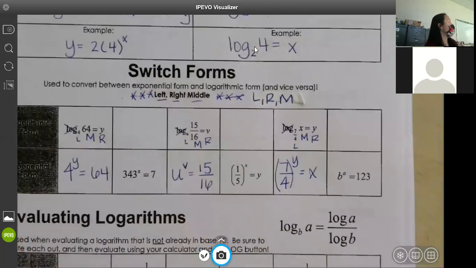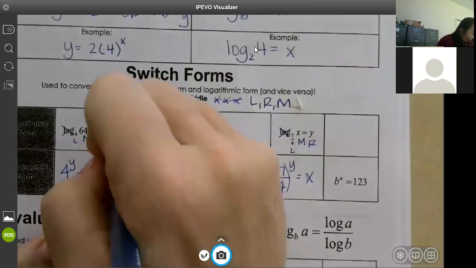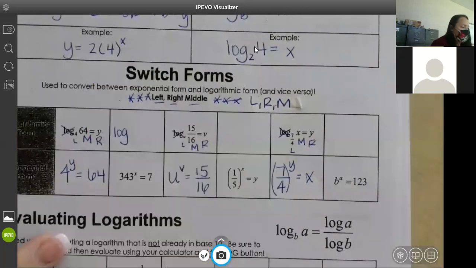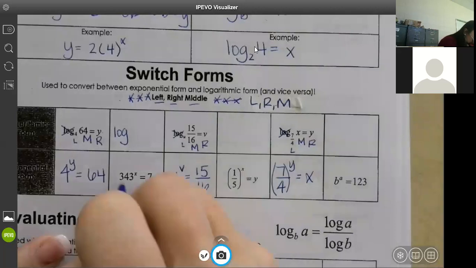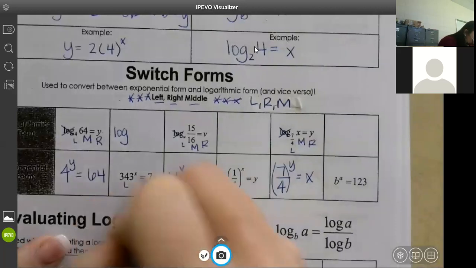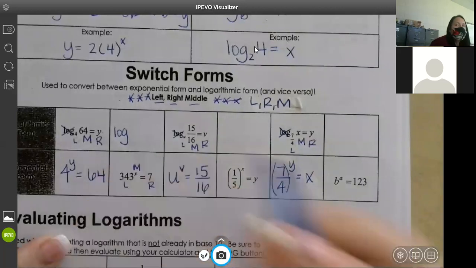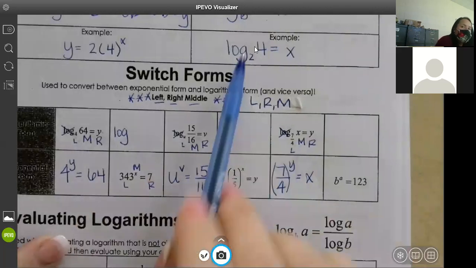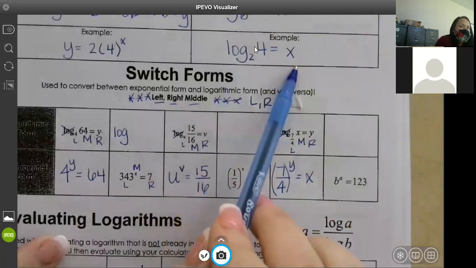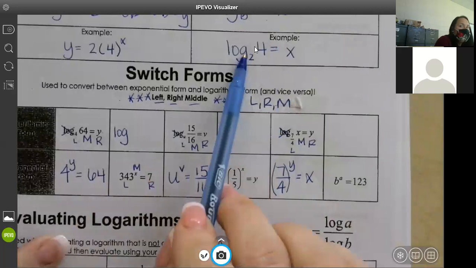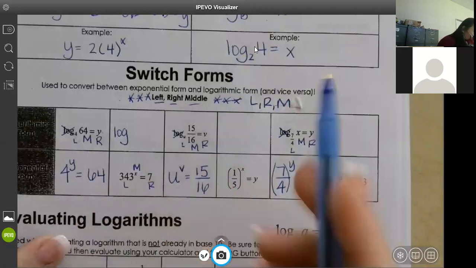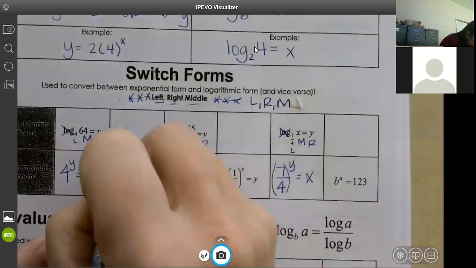So when we switch from log to exponential, we're trying to get rid of the log. When we go the opposite way, when we go from exponential to log, the first thing that you're going to do is write the word log. You're going to do the same thing, left, right, and your X is the middle, but you want it to look like this up here, okay? So we're going to start with log. The left is going to be your base. So that's a little subscript.